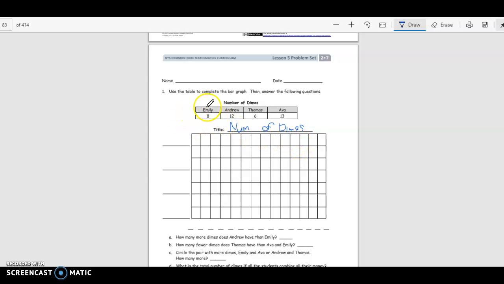Okay, and then we have Emily, Andrew, Thomas, and Ava. There you go, AJ. This one's about you. So we have Emily. Please write their full name, and I'll just abbreviate it to save our time. All right, and then you'll notice that the only thing we don't have now is our numbers. So we'll count up by ones, starting with 0.